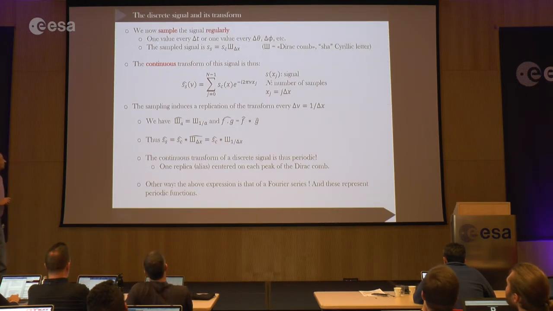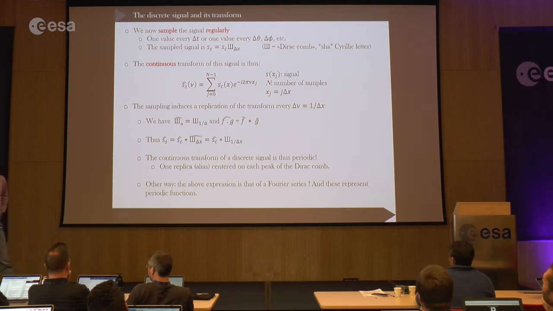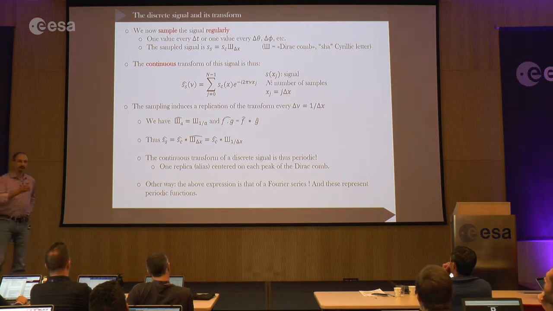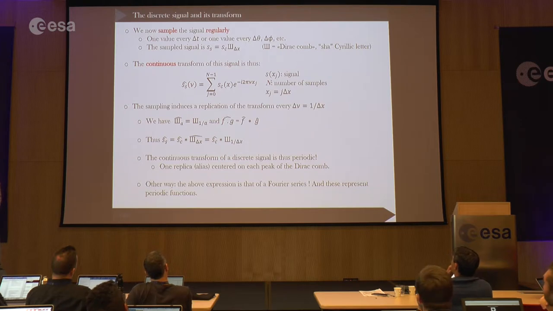So now we sample the signal. So I will consider regular sampling, and I will say a few words about irregular sampling later. But for now, let's consider regular sampling. So we sample our data with one value every delta t, or one value every whatever for an image, delta theta, delta phi. The sampled signal can be expressed as your continuous signal times a Dirac comb of period delta x or delta t or delta whatever, okay?